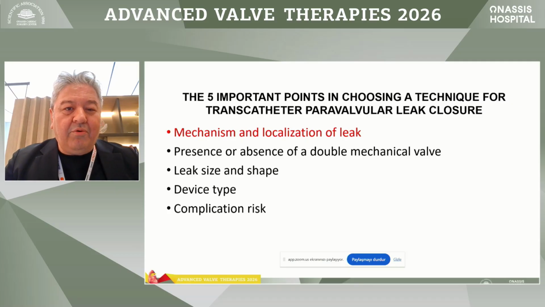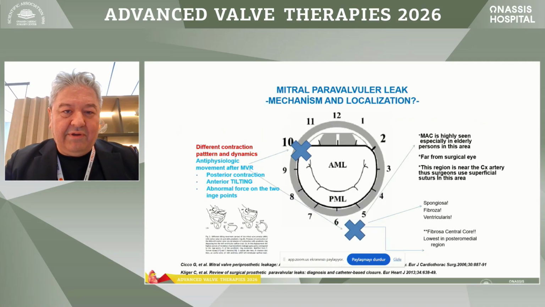So what are the 5 important points in choosing a technique for transcatheter paravalvular leak closure? One is the mechanism and localization of leak. And when we look at the mitral paravalvular leak mechanism, after the mitral valve surgery, the annulus loses its normal movement and a different contraction pattern and dynamics develop, and antiphysiologic movement after mitral valve replacement occurs, with posterior contraction and anterior tilting.